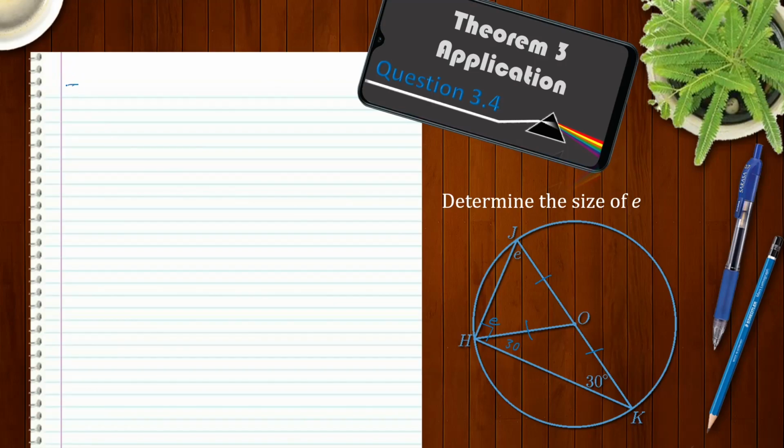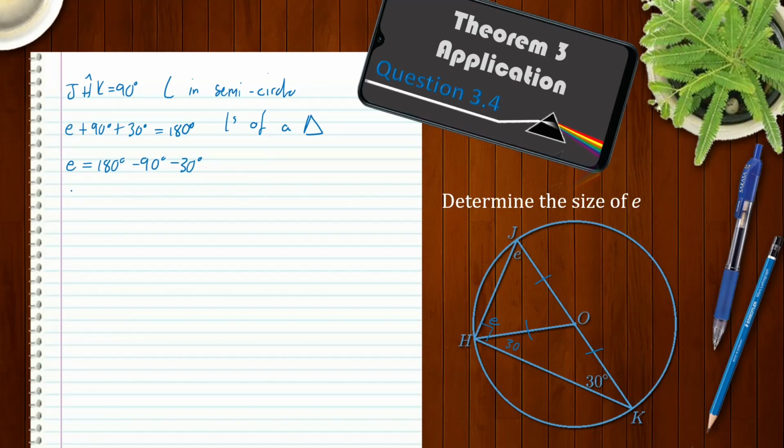So we can say JHK is equal to 90 degrees, angle in semicircle. And then we can say E plus 90 degrees plus 30 degrees is equal to 180, so that's angles of a triangle. To solve for E, we take the other two to the other side. So we've got 180 degrees minus 90 minus 30, and that will give us E is equal to 60 degrees.